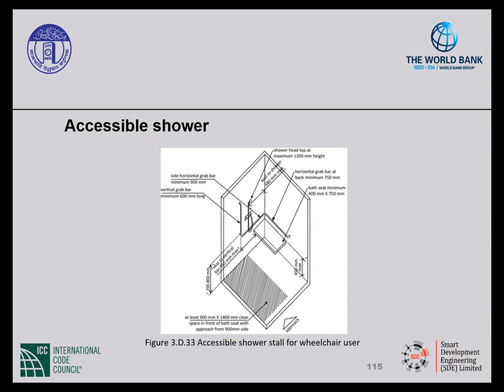So if there's any level changes in the room, there's a maximum of 10 millimeters, and there should be a slope transition of 1 unit vertical to 2 units horizontal.